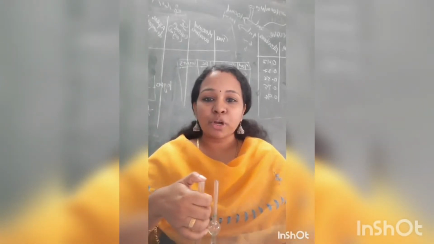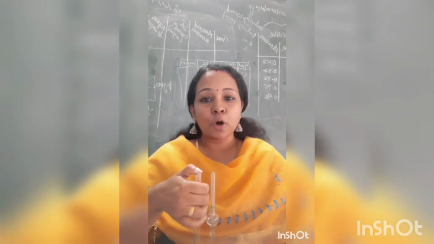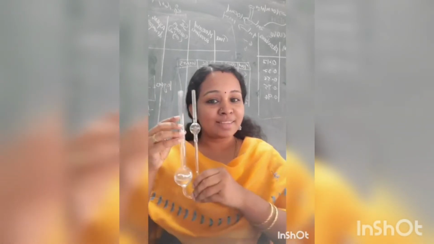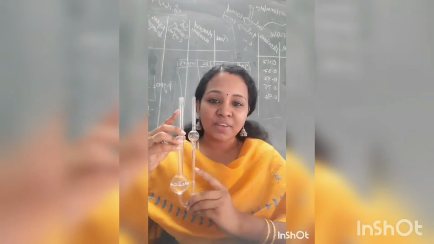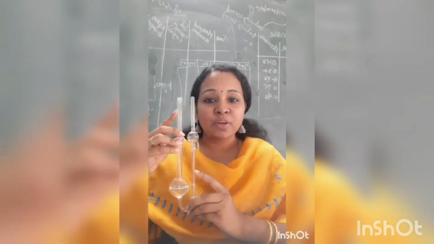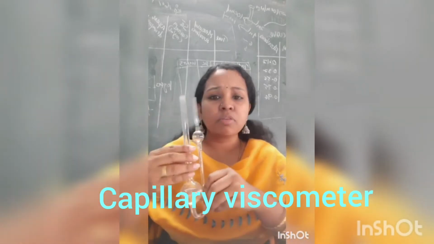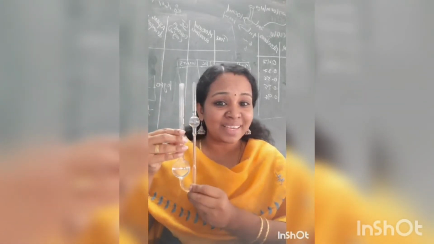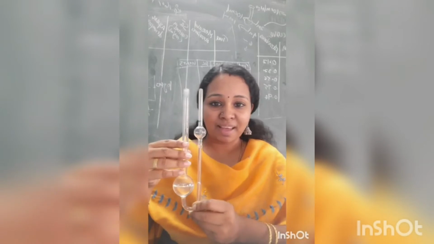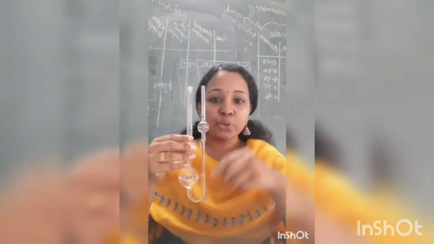Today I am going to talk about an interesting topic, that is Ostwald viscometer. Here you can see Ostwald viscometer. This is our Ostwald viscometer, and Ostwald viscometer is also known as capillary viscometer. This Ostwald viscometer is just like a U-tube. Am I right? This is just like a U-tube.